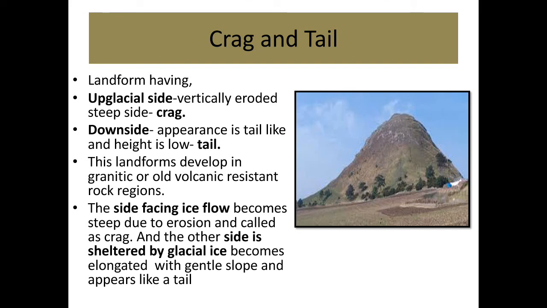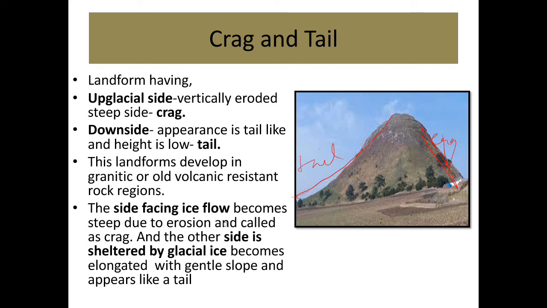Crag and tail. So in this landform, this side has a vertically eroded steep side, and the other side has a gentle slope. This side is called the upglacial side, the other side is the down side. This is called the crag, and this is called the tail, because the down side has a tail-like appearance, and the height also is low. These landforms develop in granitic or old volcanic resistant rock regions.